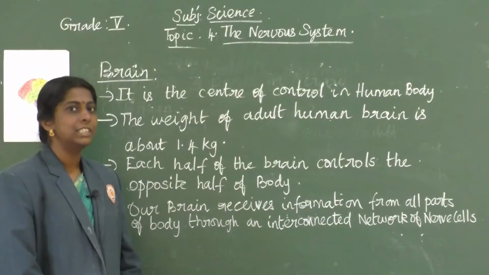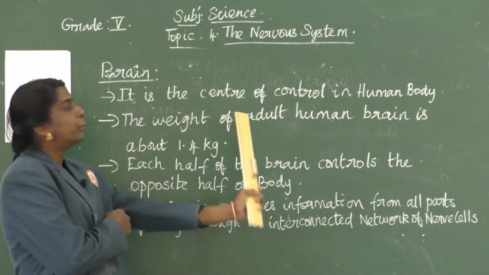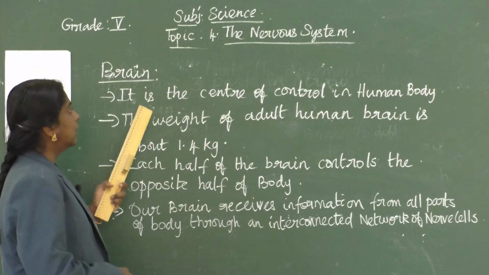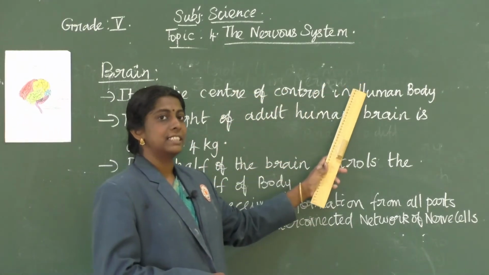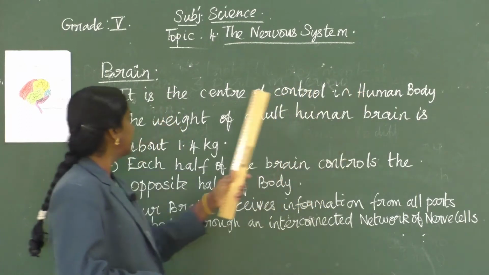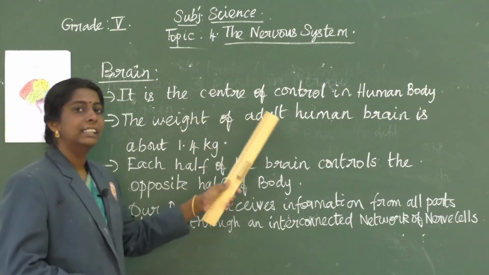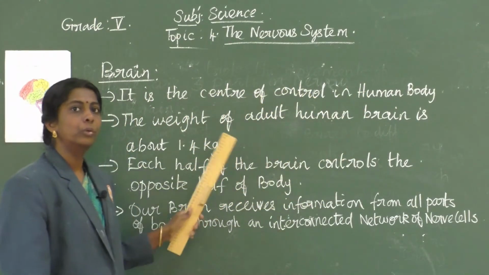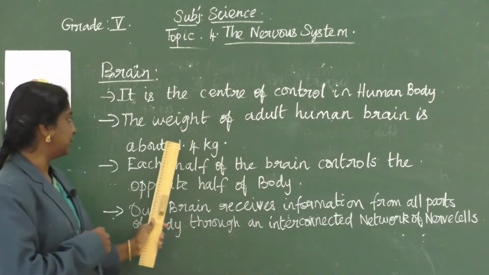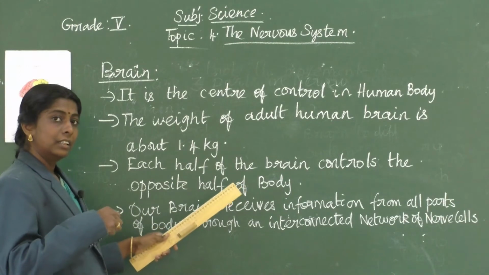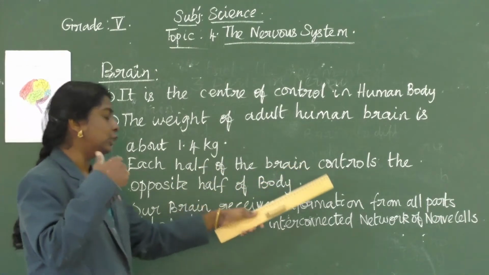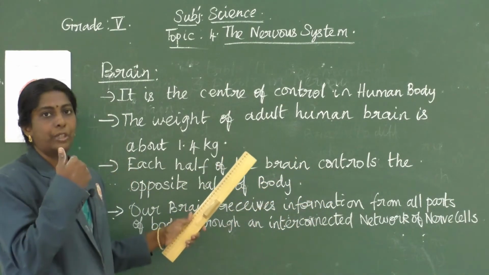Clear? Yes children, let us learn about the brain in detail. It is the center of control in the human body. The weight of an adult human brain is about 1.4 kg. Each half of the brain controls the opposite half of the body.